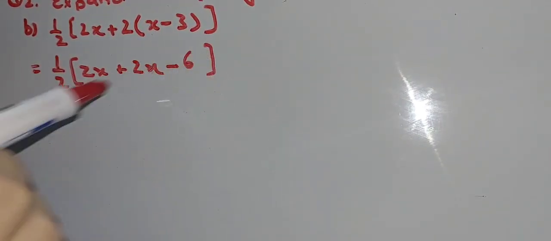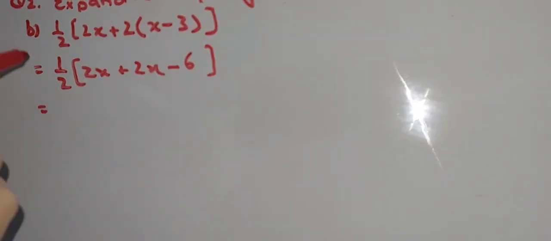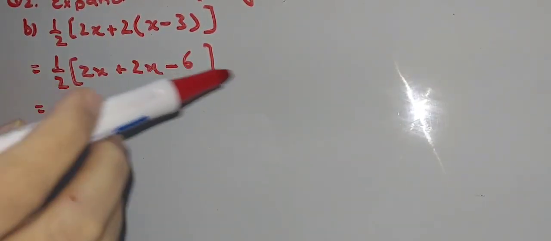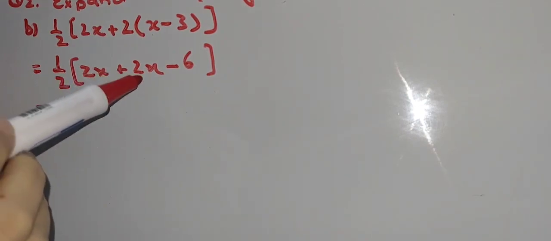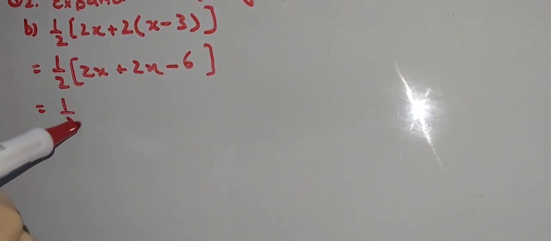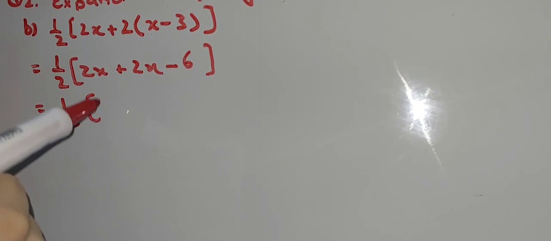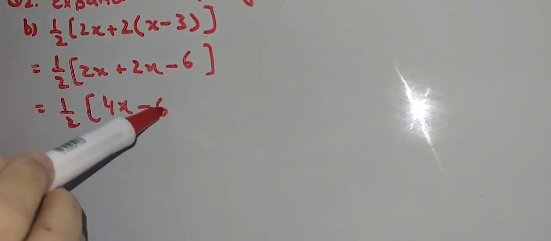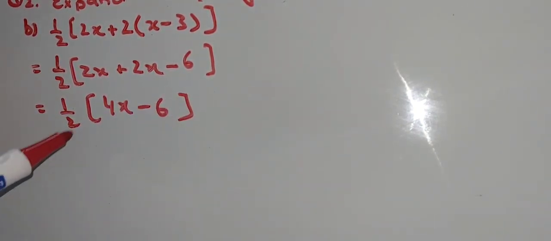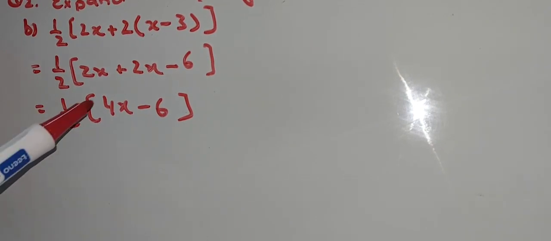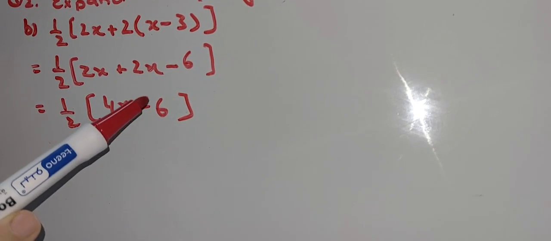Now what we have to do? We have to arrange the like terms together. Look, like terms are already arranged. So we have to solve them. 2x plus 2x, it will become 4x minus 6. So now we have to multiply 1 upon 2 with this one, and then we have to multiply 1 upon 2 with minus 6.